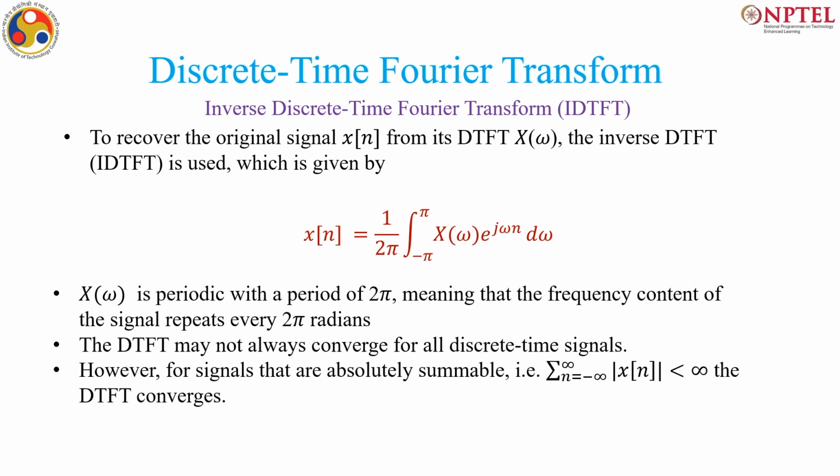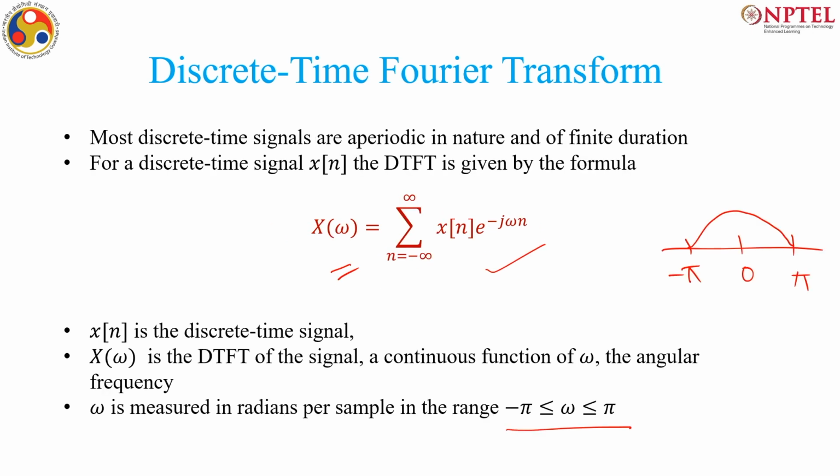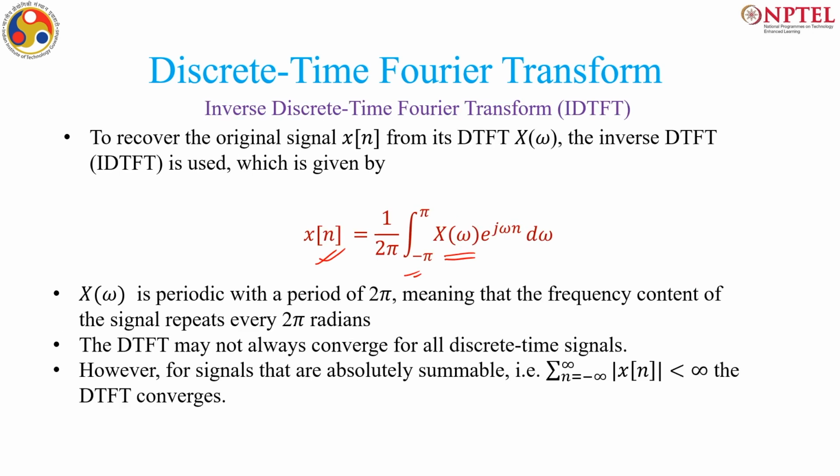Now, like the forward DTFT, we also have the inverse DTFT. The inverse DTFT recovers the signal in the discrete time domain from the continuous spectra X of omega by this formula. Since omega is continuous in nature, we do an integration to get the inverse. Remember this: in the forward transform, since x of n is discrete, we do the summation, and in the inverse we do the integration. And then again, X of omega is periodic.